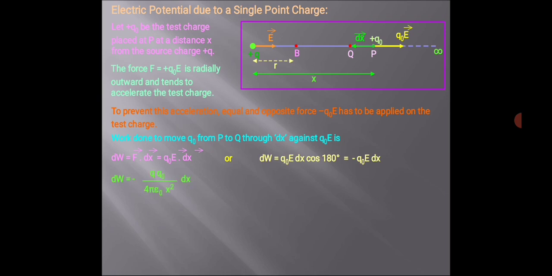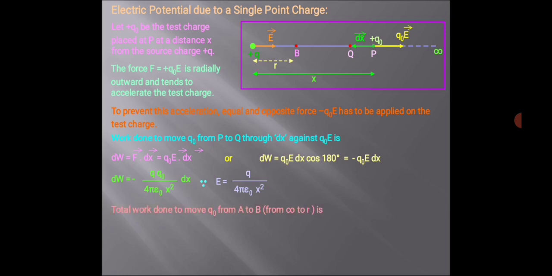So dW is equal to minus Q naught upon 4 pi epsilon naught x square dx. After putting the value of electric field intensity, we get this expression. Since E is equal to Q upon 4 pi epsilon naught x square, that's why we have got this expression.